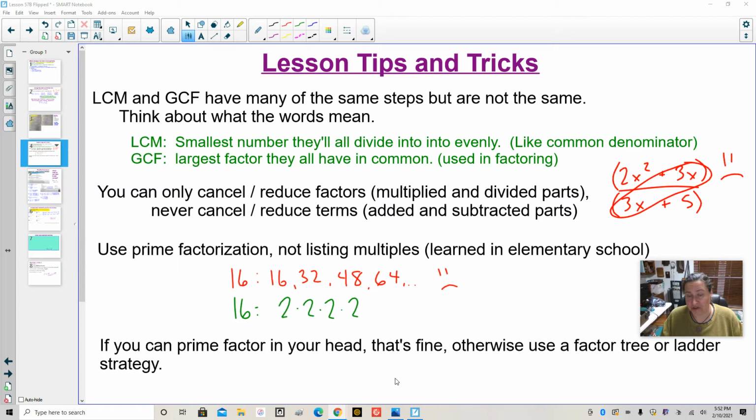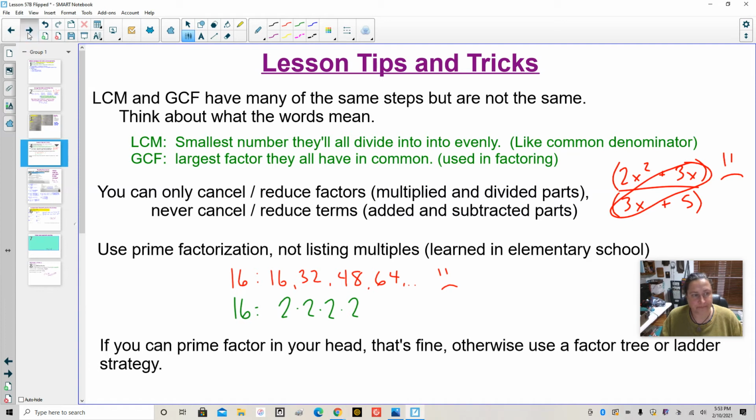We use mostly small-ish numbers. So if you can do that in your head, that's great. If that is not something that you can reliably do, you need to be using a factor tree or the ladder strategy in order to make sure that those prime factors are listed correctly. You can always use a calculator to check it really fast before you move on.